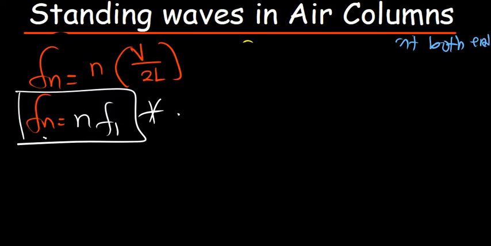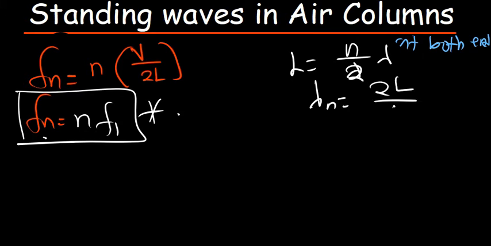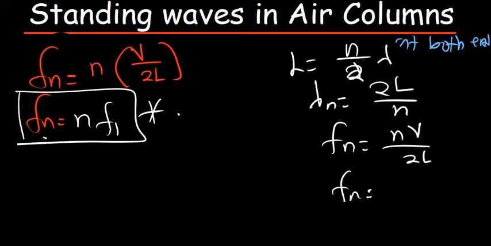So the only formulas which I want you to be familiar with are: L is given by n divided by 2 times lambda, then lambda n is given by 2L divided by n. Then the frequency Fn is given by this. Then this can also be given by n f1.